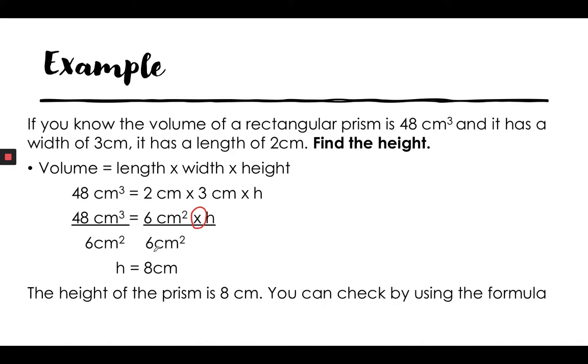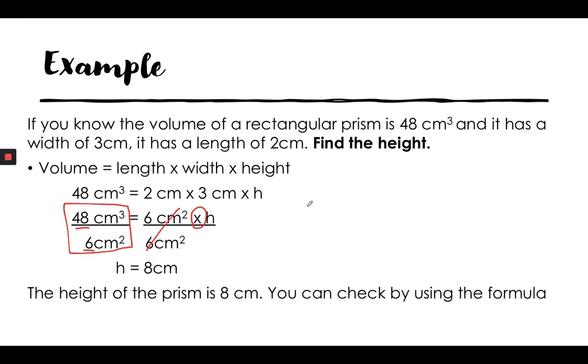Once we divide 6 centimeters squared by 6 centimeters squared, it's gone. It's like 1 times h, so that doesn't matter. But what we do to one side, we must also do to the other. So now you can see we have 48 centimeters cubed divided by 6 centimeters squared. Let's just do the numbers first because that's easier. 48 divided by 6, you get 8.